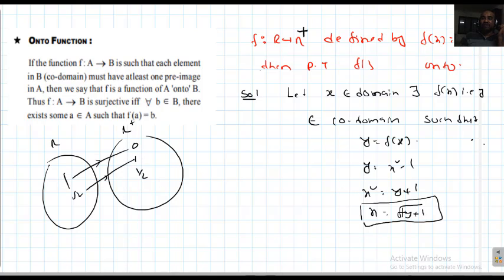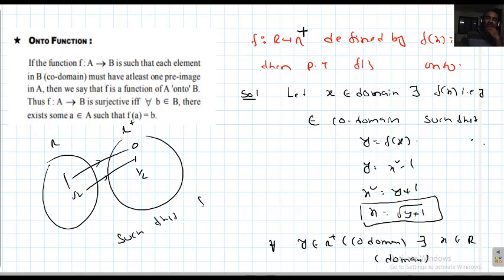What happened here? What is y here? y is a non-negative real. That's why, take any non-negative real number instead of y, automatically x is a real number only. It means the given function is an onto function. I will write: for every y belongs to R plus, the codomain, there exists x belongs to R, the domain, such that f of x equal to y. So f is onto.